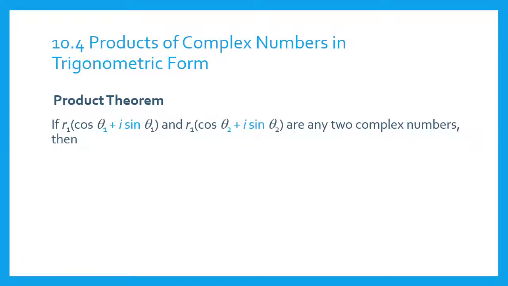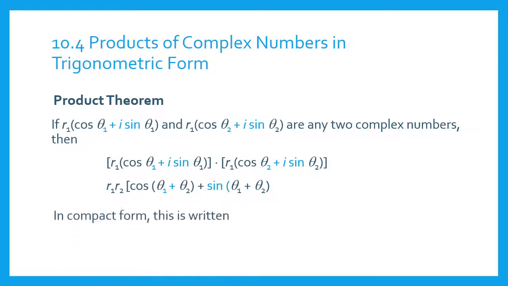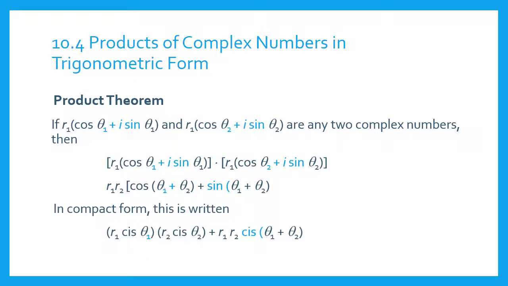Here's our product theorem. All of that to say that if you are multiplying these two complex numbers like that, then what you get in compact form is R1 cis theta 1 times R2 cis theta 2 equals R1 times R2 cis of theta 1 plus theta 2. So that's a little formula for multiplying complex numbers.